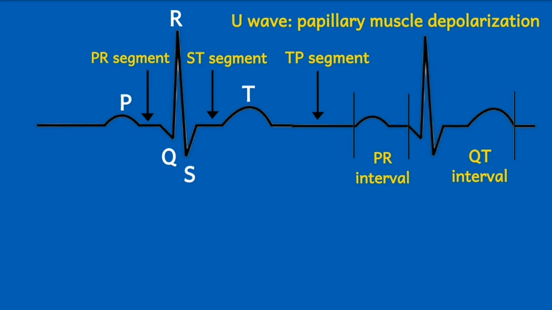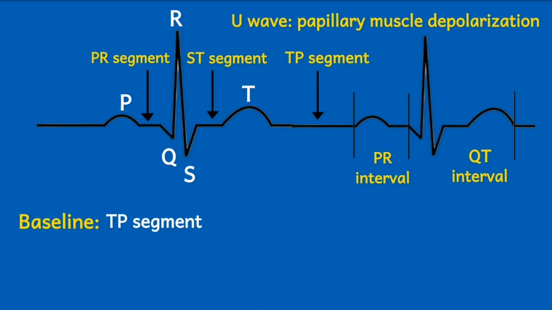Now, you remember we defined a wave based on the deflection from the baseline. The question is, what is the baseline? Now, you see all the three segments are on the baseline, and so which among the three should we use as the baseline? A good baseline is one which is not affected by disease conditions, and so among the three, the best is the TP segment. It is not affected by heart conditions or disease conditions.